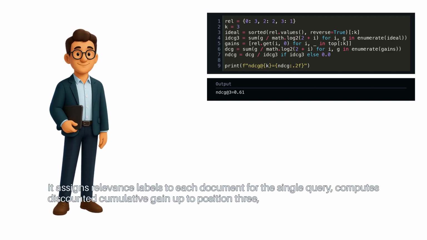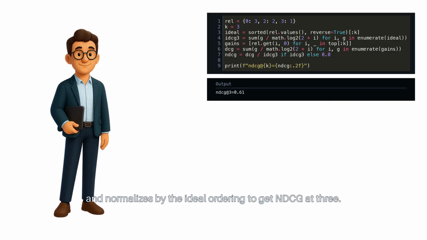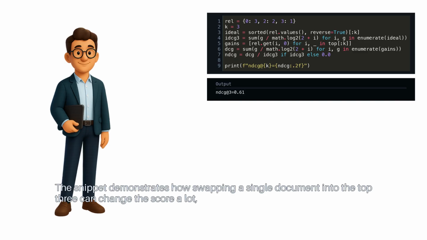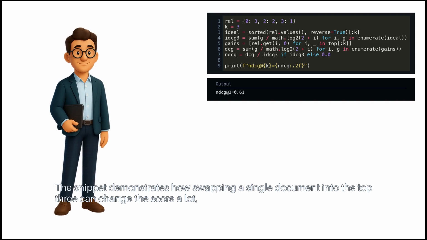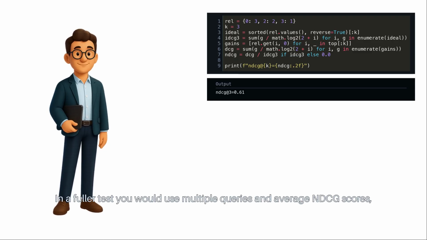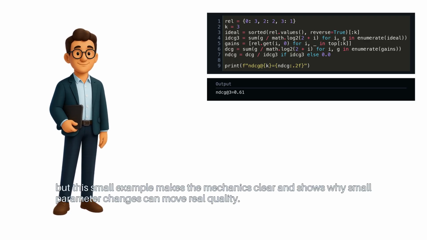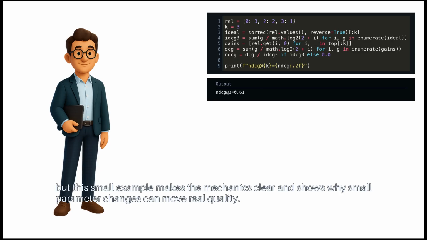It assigns relevance labels to each document for the single query, computes discounted cumulative gain up to position 3, and normalizes by the ideal ordering to get NDCG at 3. The snippet demonstrates how swapping a single document into the top 3 can change the score a lot, and why NDCG at 3 focuses our tuning on the very top of the list. In a fuller test, you would use multiple queries and average NDCG scores. But this small example makes the mechanics clear and shows why small parameter changes can move real quality.